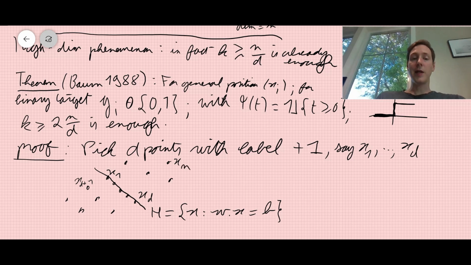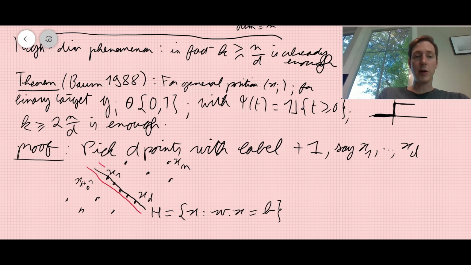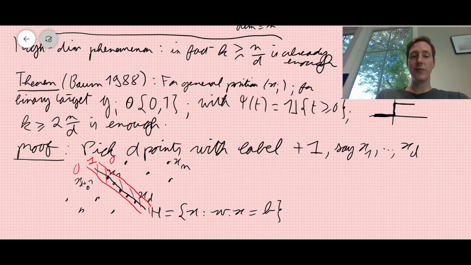Okay. So now what I claim is that using two neurons, I can create a small slice around my hyperplane, a slice that contains no other point in my data set than x1 through xd. And using two neurons, I'm going to be able to create a function which outputs value 1 in the slice and 0 outside. Okay, so let's see how to do that. I claim that the following does it.